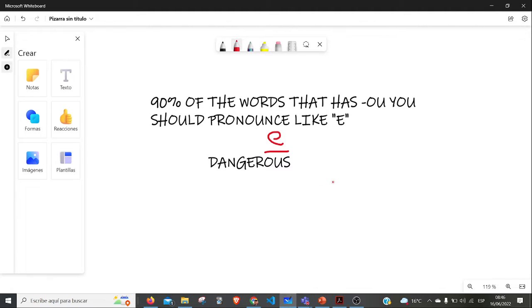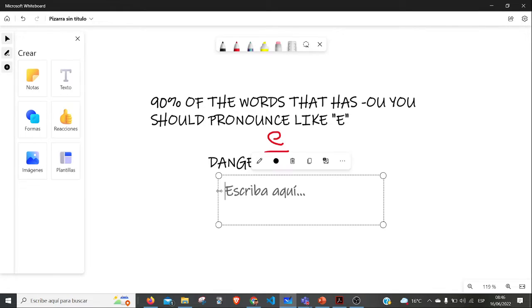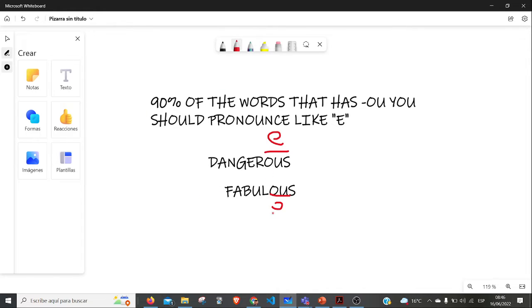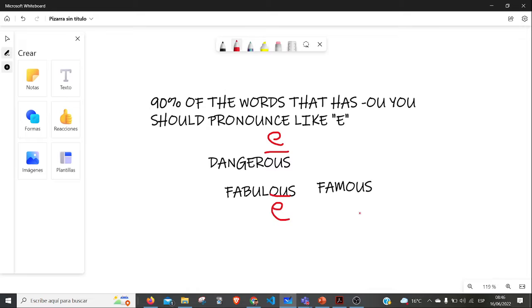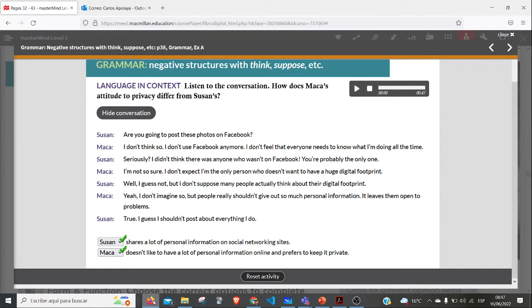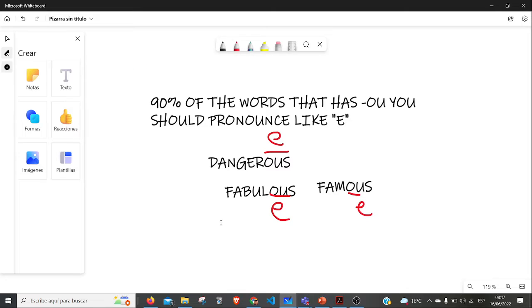¿Cómo sería? Dangerous. ¿Te das cuenta, Charles, cómo cambia totalmente el significado? Dangerous. ¿Cómo sería fabuloso? Fabulous. Yes, fabulous. Y famoso, a ver. Famous. Yep. You got it, Charles. Did you understand the rule? Famous, dangerous, fabulous. You got it? Or not? Yes. Yeah, famous.